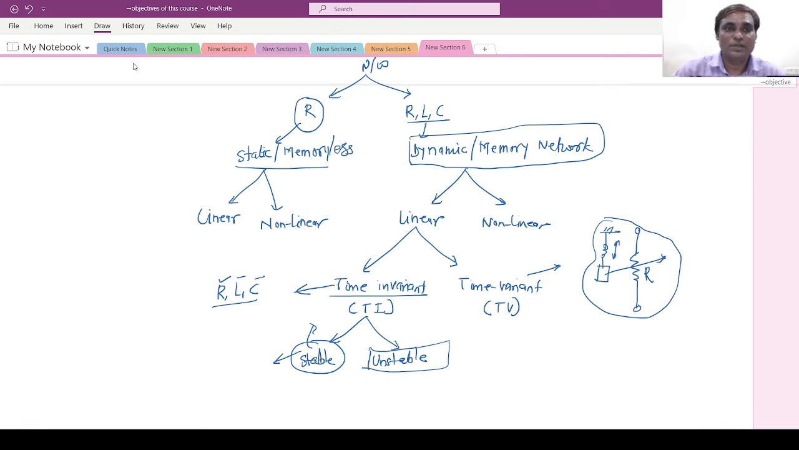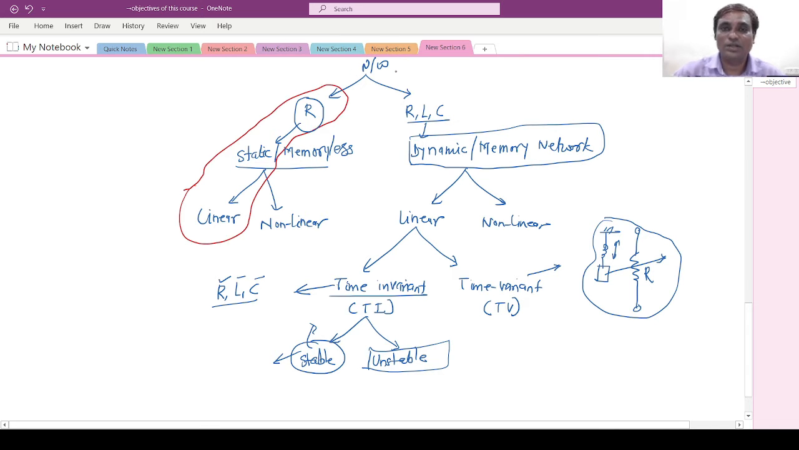So with this categorization, in this course we will study the network that is given to you. We will write the mathematical equation, and now we have to solve it. To solve it, we have to check whether it is static or dynamic. If it is static, we use Cramer's rule, after checking that it is a linear network.